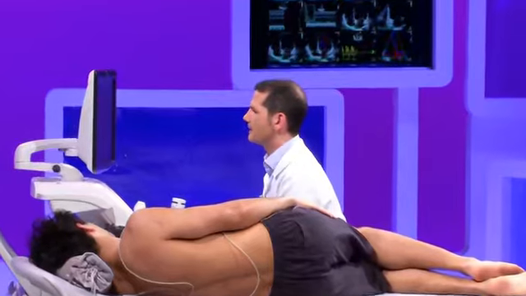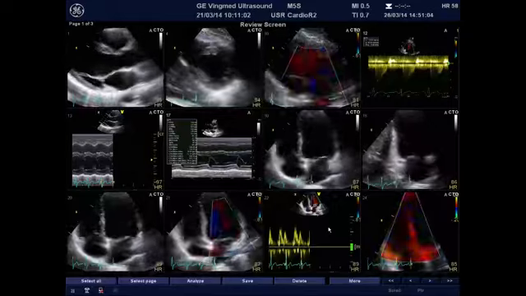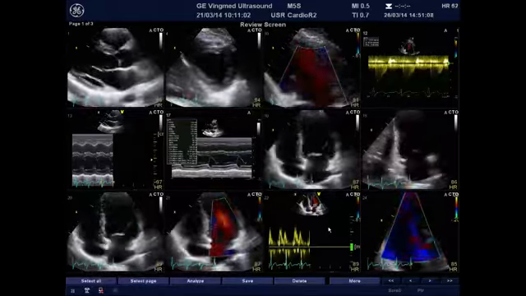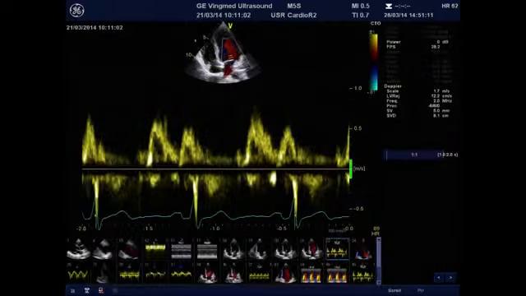There are some other parameters at the level of the mitral inflow that can be utilized for the assessment of diastolic function, most notably the duration of the mitral A wave.